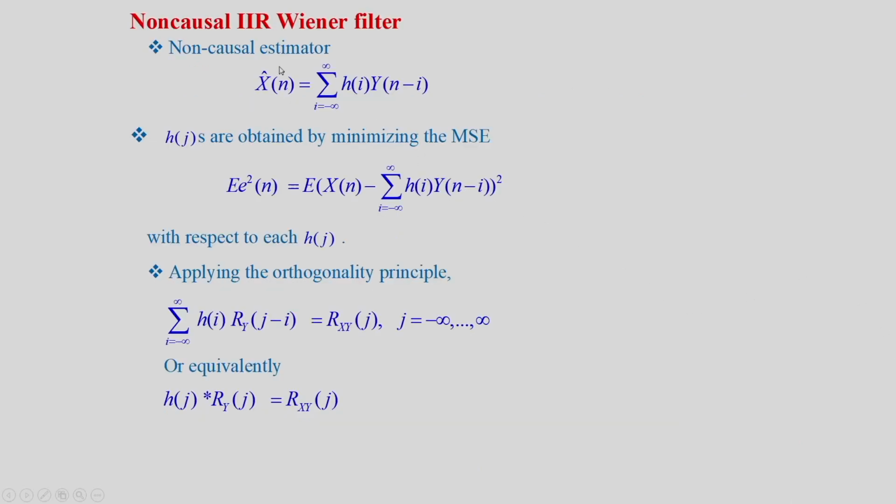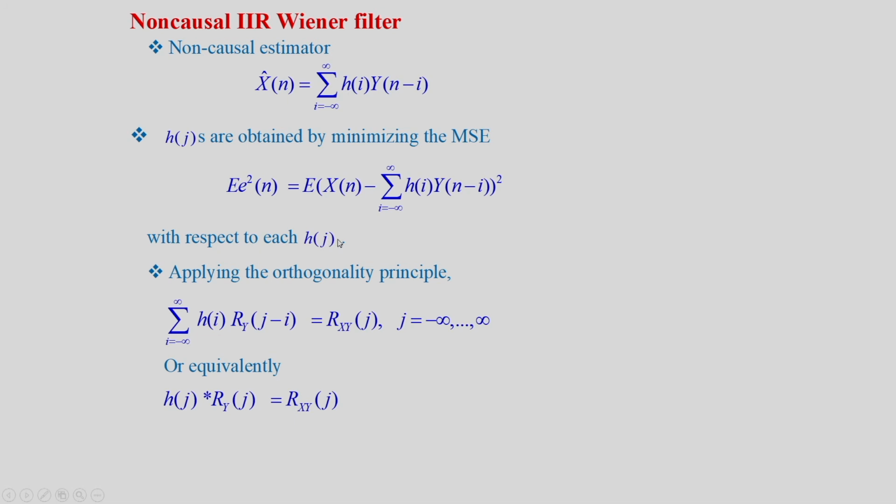We also considered the non-causal IIR Wiener filter. In that case, the impulse response sequence is infinite. Therefore, our X hat at n is equal to summation hi into Yn minus i going from minus infinity to plus infinity. So, in this case, the mean square error will be E of (Xn minus summation hi into Yn minus i going from minus infinity to plus infinity) whole square. And this mean square error we have to minimize with respect to each hj.